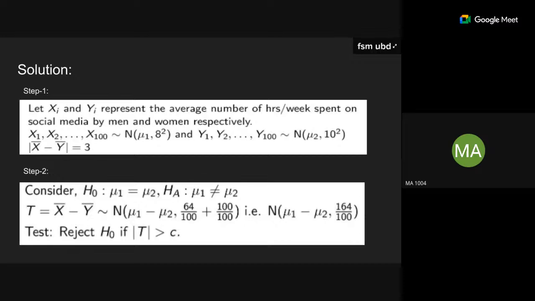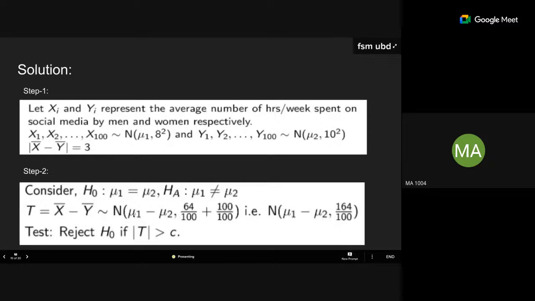So once you get all these things, now put it in alpha. Alpha is equal to the probability that you reject H0 given H0 is true. When H0 is true, it means mu1 is equal to mu2. If mu1 is equal to mu2, this test statistic will follow normal 0 comma 164 by 100.